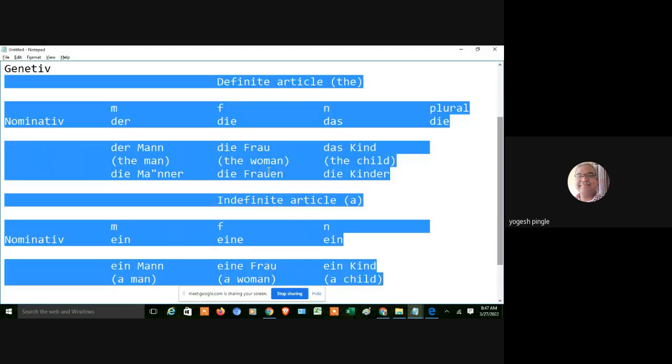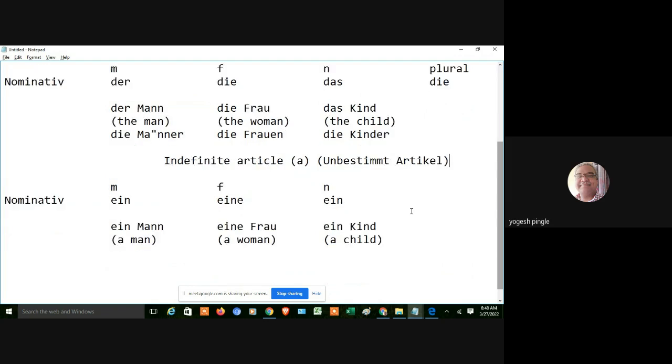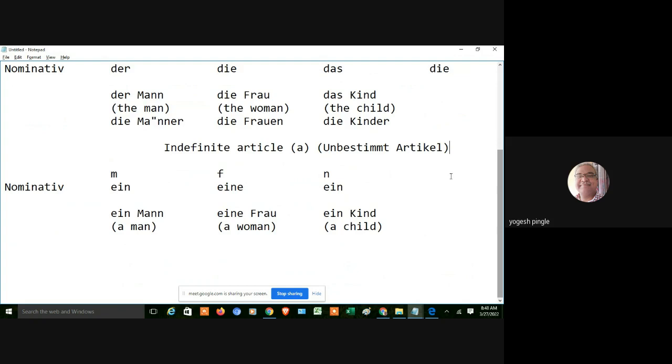In our notepad I will write here. Here I will say definite article, bestimmt article. This is in German. Article A is capital. So bestimmt article, and here it is unbestimmt article. Unbestimmt article. And one more article is given over here.